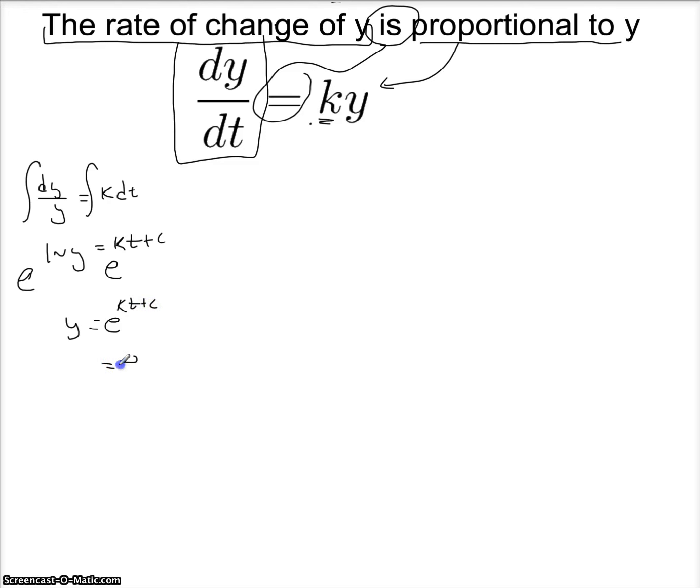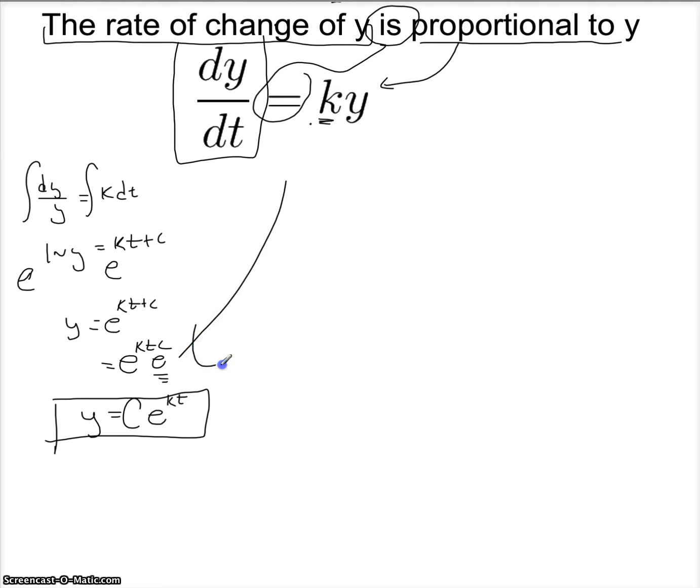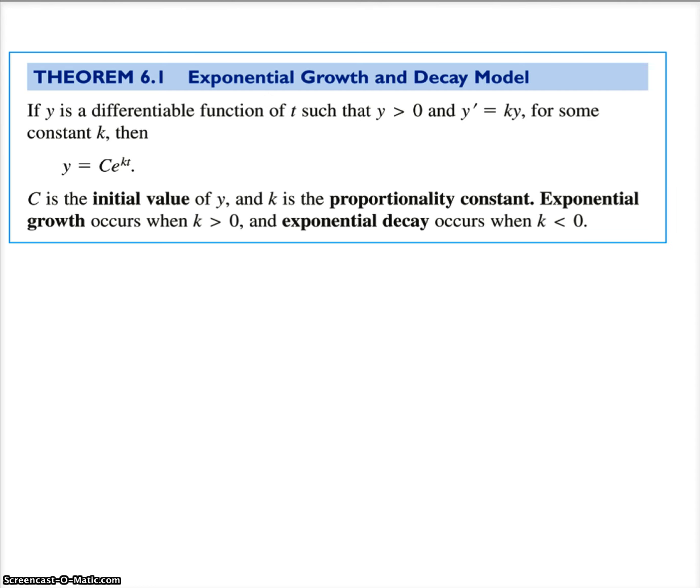Oh, but another way to write that is e to the kt, e to the c. But this is just a big old constant. So let me write that as capital C, e to the kt. So whenever you have a problem of the form, the rate of change of y is proportional to y, you know you have a solution that looks like that. Now, that's the basis behind Theorem 6.1, the exponential growth and decay model.